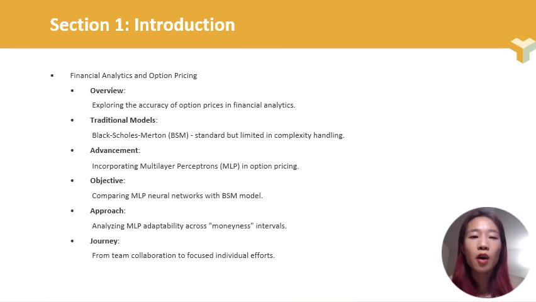The objective of our research is to meticulously compare the performance of MLP neural networks against the conventional Black-Scholes model. A key aspect of our investigation revolves around analyzing how MLP adapts across different moneyness intervals, a term that refers to the intrinsic value of options in the market. This is a critical factor in the accurate valuation of options.